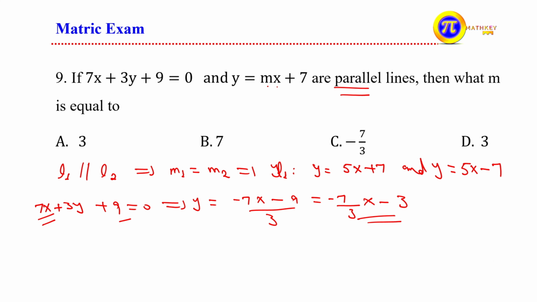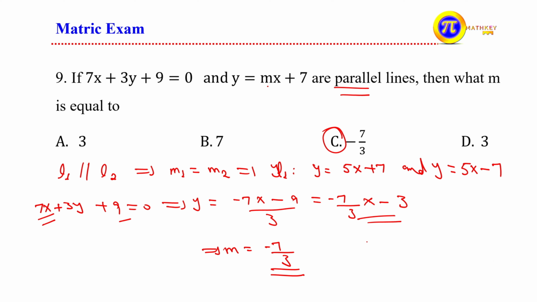To have the same slope, m must be negative 7 over 3 since the lines are parallel. The lines are parallel, so the value for this is the choice C.